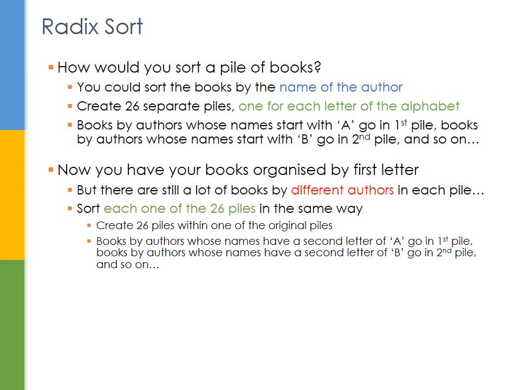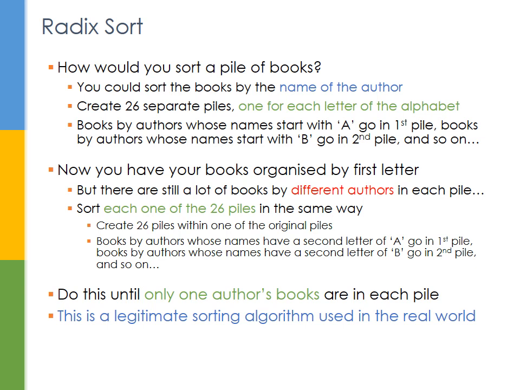Then for each of these piles, we look at the books that we are attempting to sort, and we select all of the authors whose names have a second letter of A, and those go into the first subpile. All of the authors whose names start with a second letter of B go into the second subpile, and so on and so forth. We keep performing this procedure until eventually each pile contains only one author's books. And at this point, we have managed to successfully sort our entire library of books.